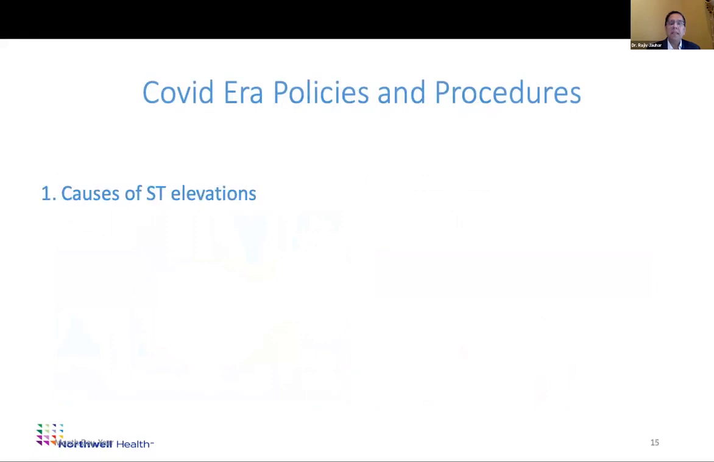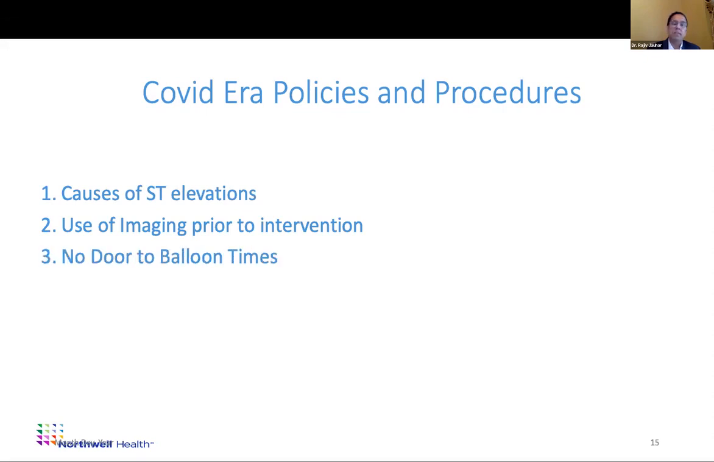So in the COVID era, what has changed? The causes of ST elevations, the classic ST elevation myocardial infarction, are not as common. We're seeing a lot more focal findings, I would presume myocarditis, but we're not sure if they're microthrombi or myocarditis. We are being very aggressive with echo imaging prior to intervention in these patients, especially if they have normal LV function on echo with ST changes. We do not take them to the cath lab because the prognosis is extremely poor in these patients.